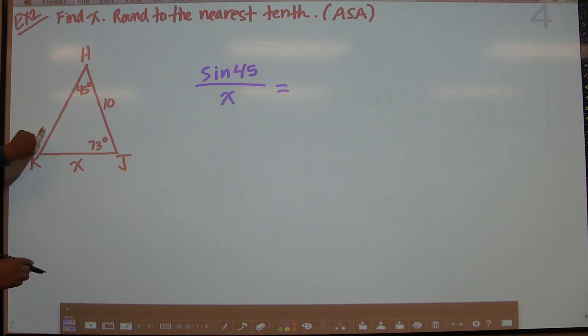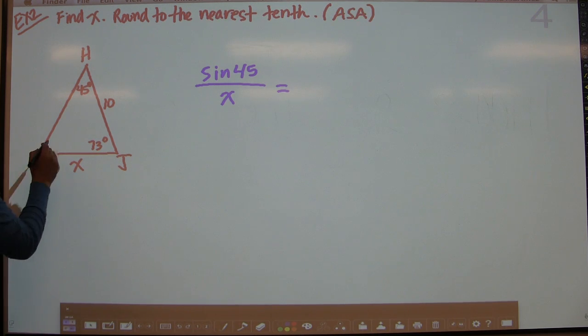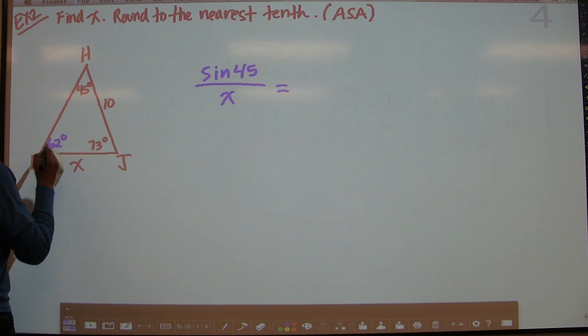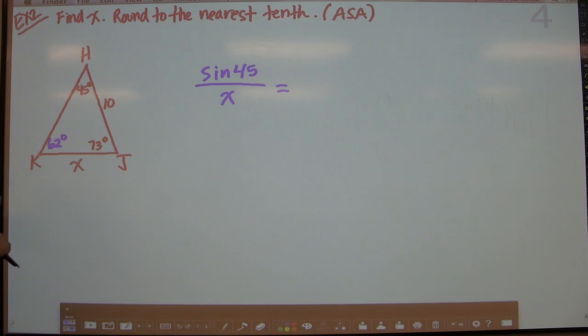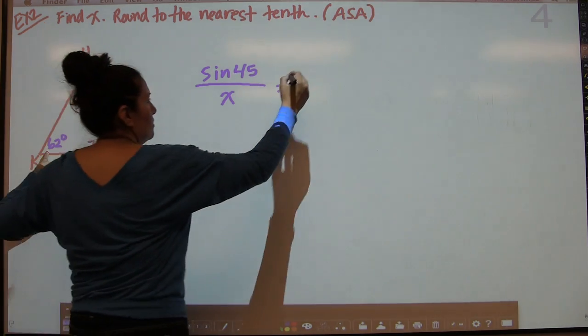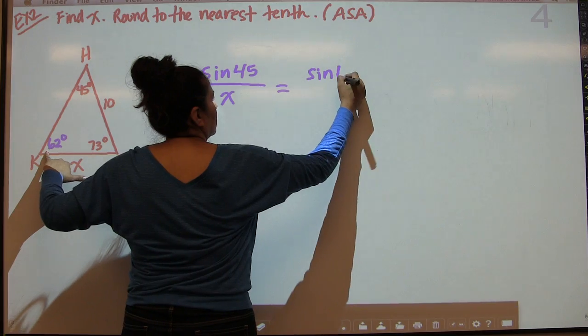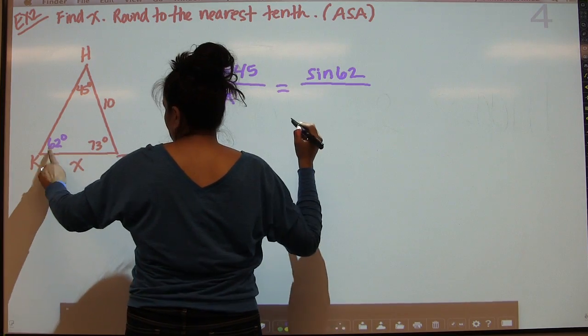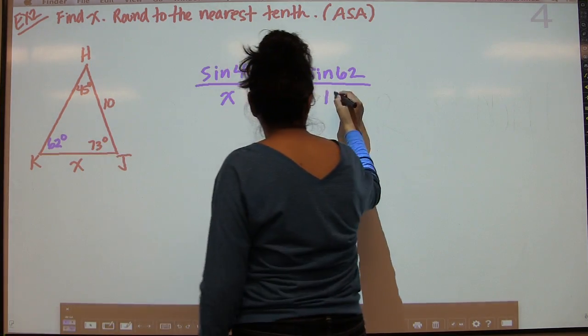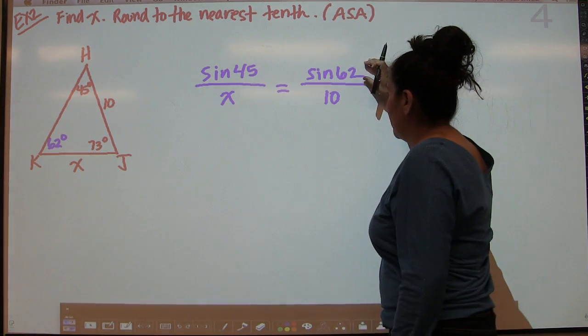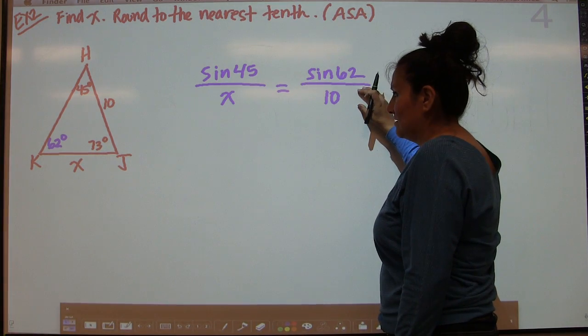But lucky for us, we know that the angles in a triangle should add up to 180. So we're going to take 180 and subtract 45 and subtract 73, and that's going to give us a 62-degree angle. We need that angle because now we're going to be able to use sine of 62 divided by the opposite side, which is 10. So it's always the sine of the angle divided by the opposite side length.